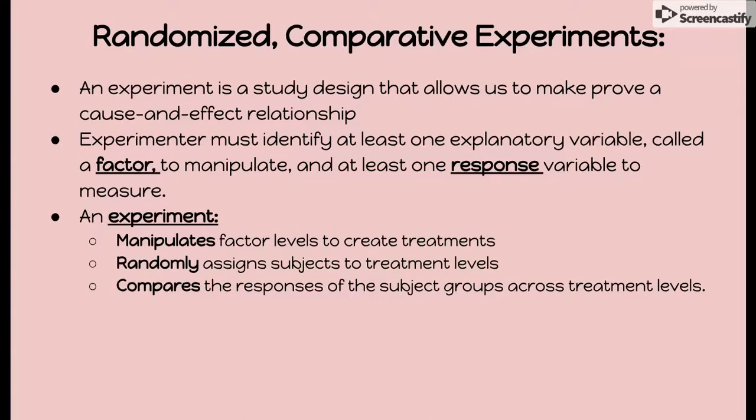So in an experiment, the experimenter actively and deliberately manipulates the factors to control the details of the possible treatments and assigns the subjects to those treatments at random. The experimenter then observes the response variable and compares responses for different groups of subjects who have been treated differently.